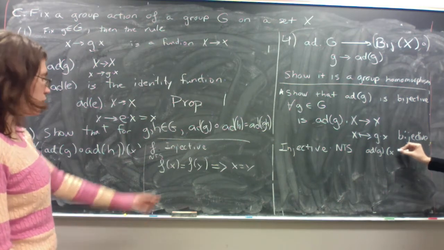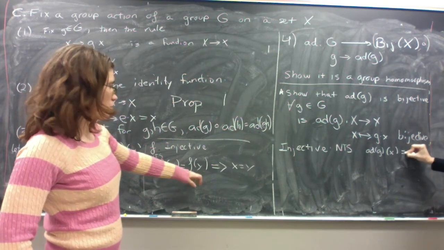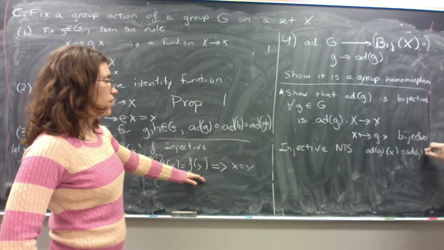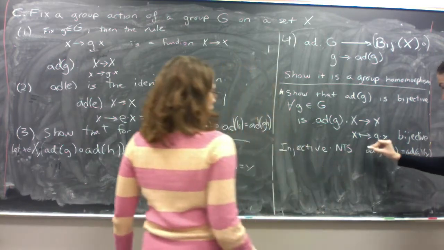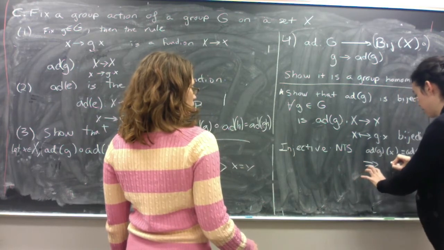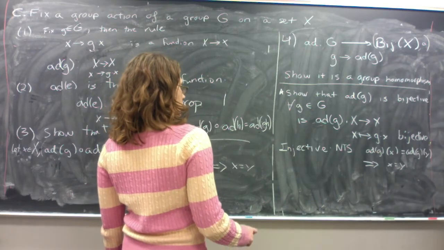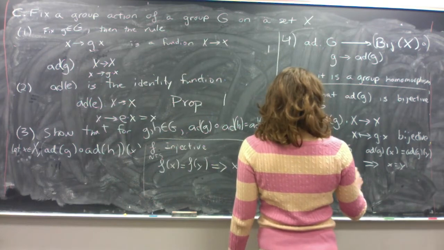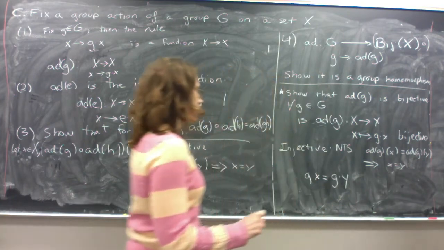So we replace f with add g here. So we should say add g, x and add g, y. And we know what these are, right? But we need to show that if these are equal, then x equals y. We know that this is g dot x, and we know that this is g dot y.